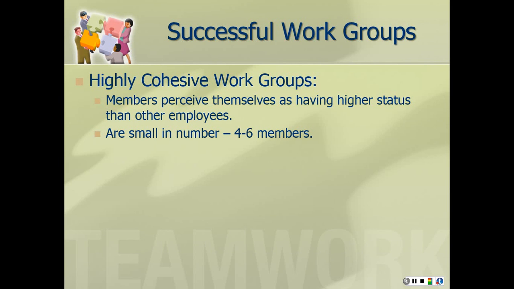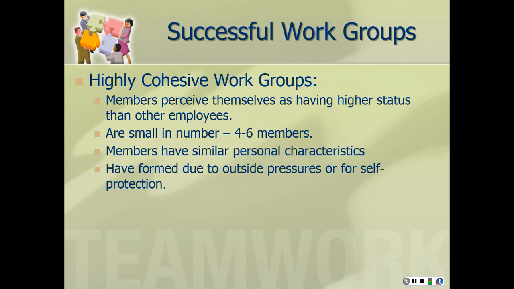Successful work groups are those that are highly cohesive. They get along very well. They figure they have higher status than the other regular employees, and they work really well because they get things done. Usually a powerful group is small in number, somewhere in the area of 4 to 6 members. The members have similar personal characteristics, and they formed due to outside pressures or for self-protection.